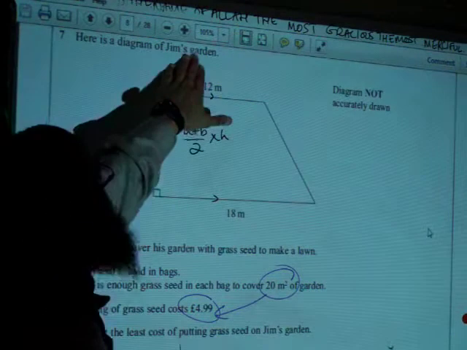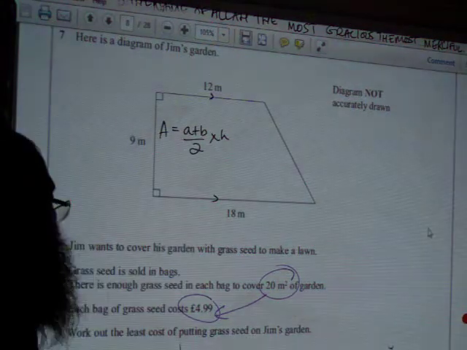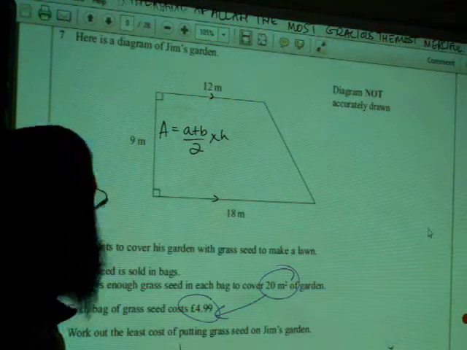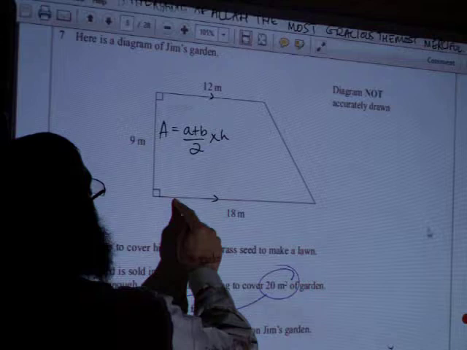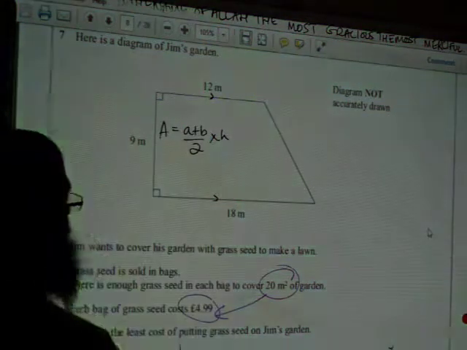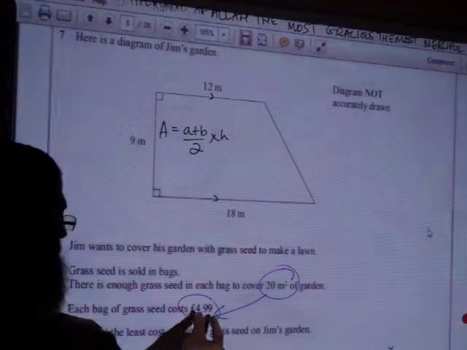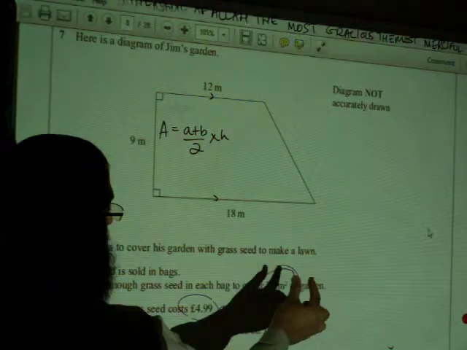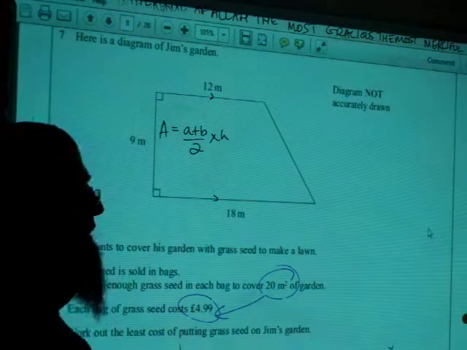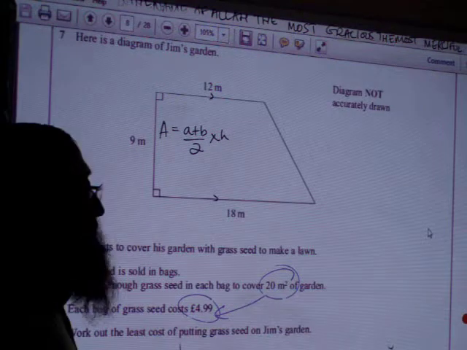Here's a diagram of Jim's garden. This is the second video of this paper. We're looking at the shape of Jim's garden. It's a trapezium. We're told that he has to cover it with grass seed. Each bag costs £4.99. Each bag covers 20 meters squared. So this is a question that requires us to look at the area of his garden.